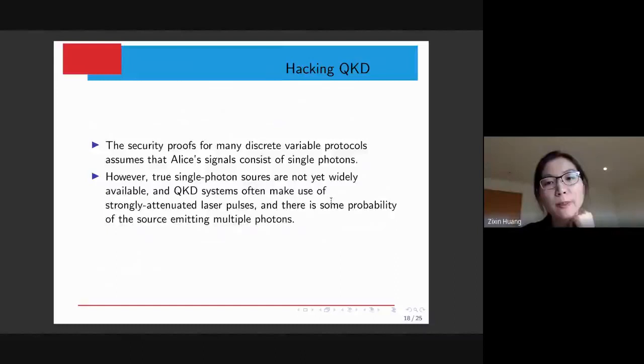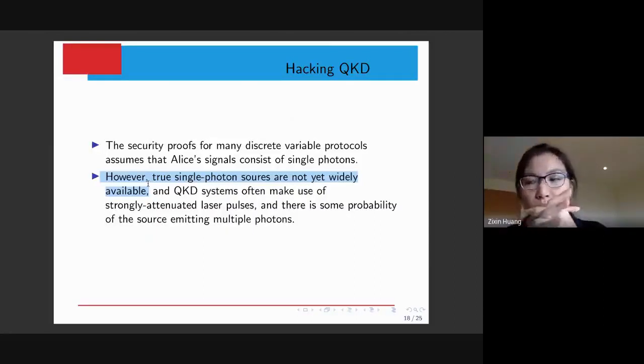Okay. So let's talk about some of the known hacking methods. The security proofs for many discrete variable protocols assume that Alice's signal consists of single photons. This is the case for our BB84 protocol that we talked about, and some others. However, true single photon sources are not yet widely available, and QKD systems often use strongly attenuated laser pulses, and there is some probability that a source will emit multiple photons. So let's talk about the first part of this statement. True single photon sources are not yet widely available.